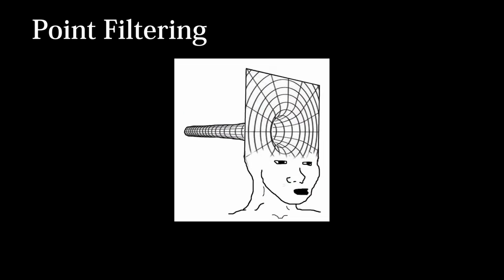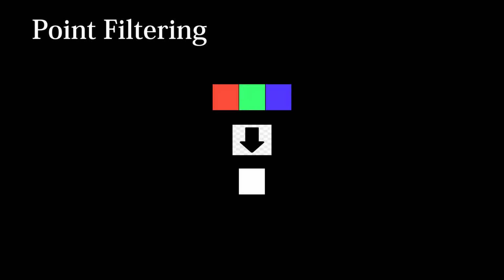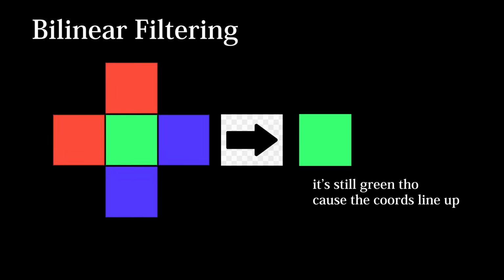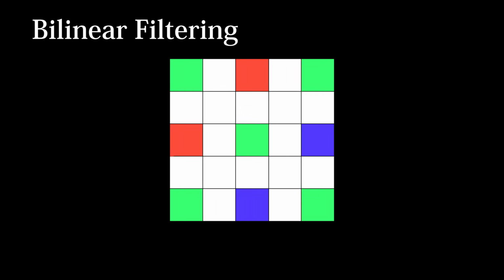Point filtering is the cheapest, easiest, smallest brain sampler available. When there's not enough space for two pixels, then it uses the color of the closest pixel to that coordinate. And when there's too much space, then it fills in the space with the color of the closest pixel. Bilinear filtering is what we used for our blurring. When there's not enough space for two pixels, then it takes a weighted average of the four nearest pixels. It does this when space needs to be filled in as well.